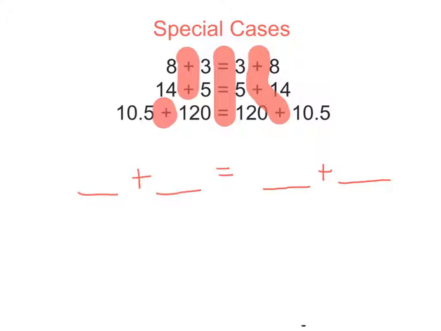So looking at this situation, I'm going to look to see where I have common numbers. So in my first equation, I have 8 plus 3 equals 3 plus 8. Well, I see that I have 8 here and an 8 here. In my second equation, I see I have a 14 at the beginning and a 14 at the end. And in my last equation, I see I have 10.5 at the beginning and 10.5 at the end. So I'm going to go ahead and make that variable a, because I can see I have the same number at the beginning and at the end of each situation.